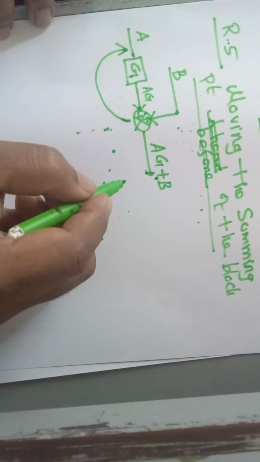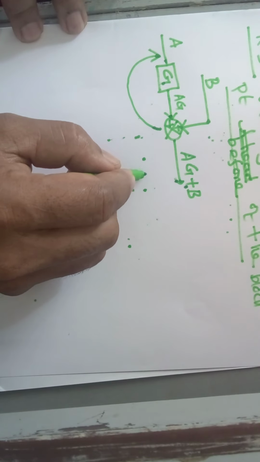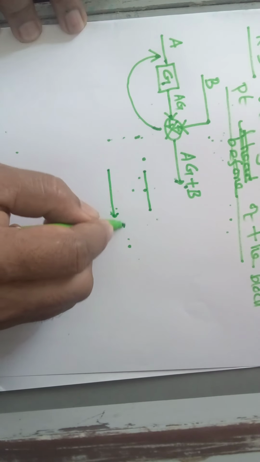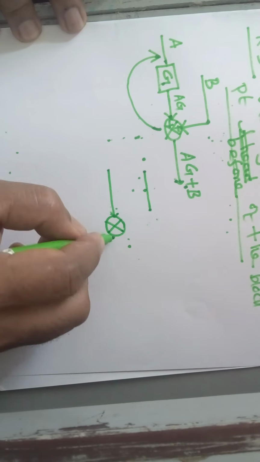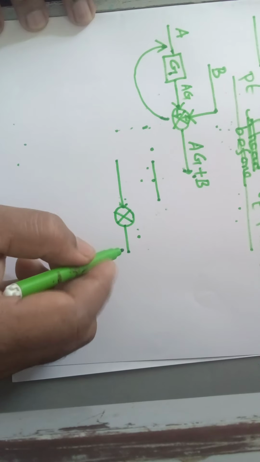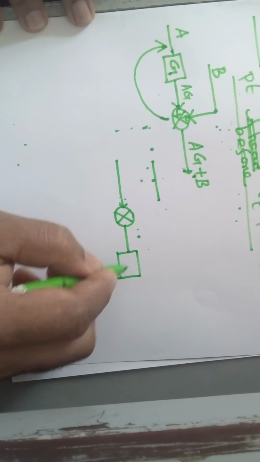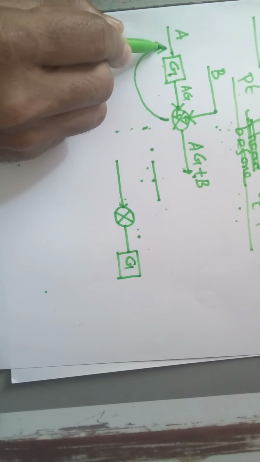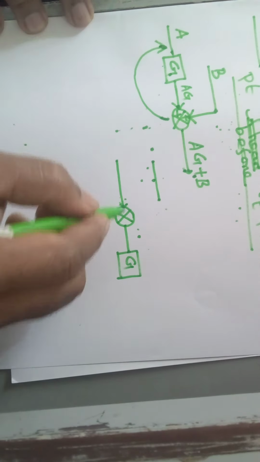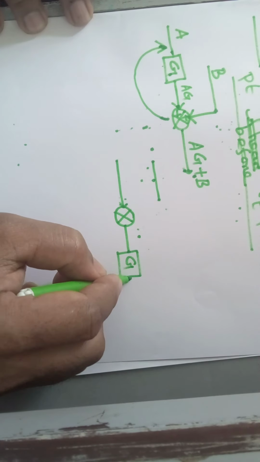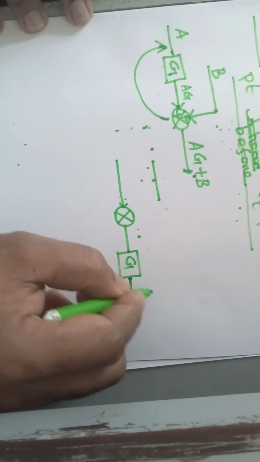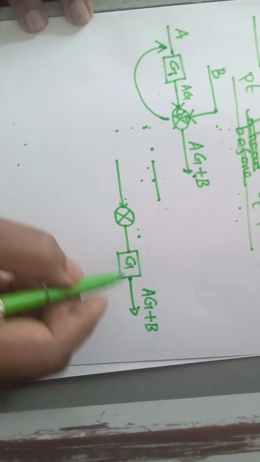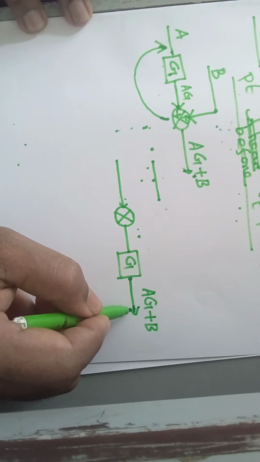You see here, so I am drawing this again. This is the input A, right? So I have moved this summing point before the block, right? So see here, this is your gain block, right? Now here the final output from this gain block should be AG plus B. Understood? The final output from this block should be AG plus B.